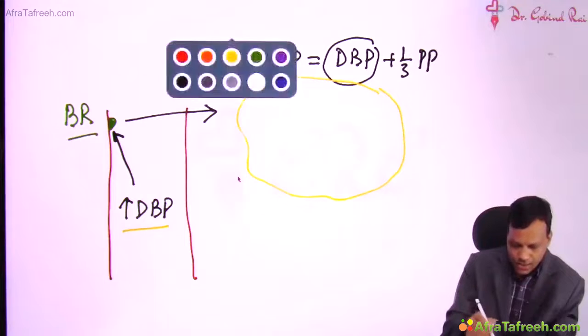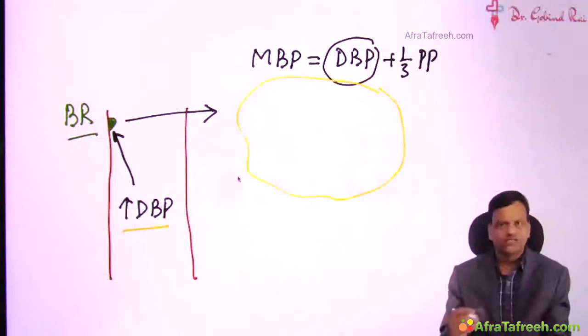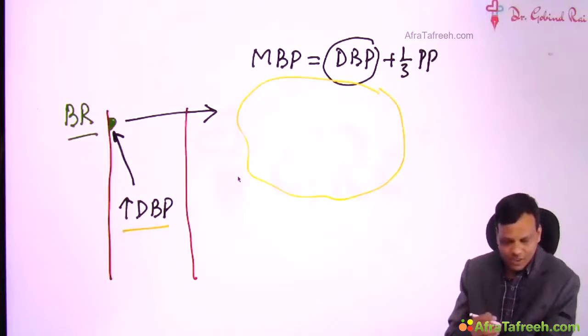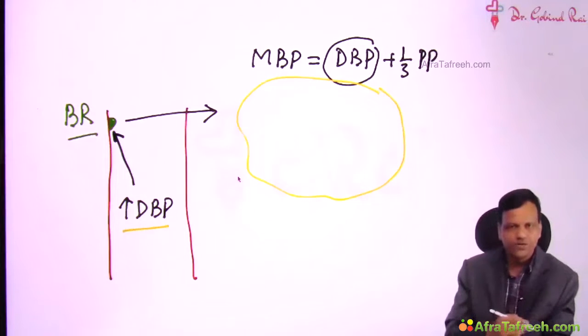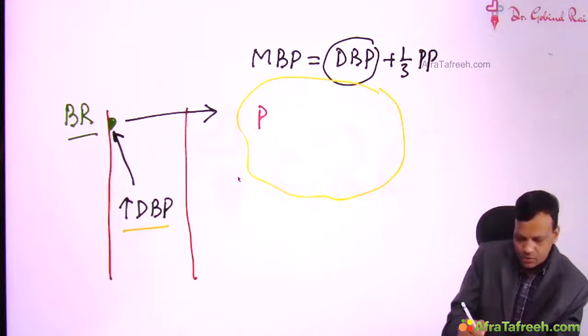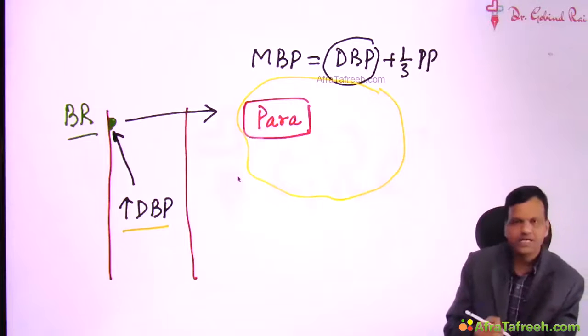But our CNS has only two arms, one is the sympathetic system, one is the parasympathetic system. So as the information is we have to reduce the BP, which arm will be stimulated? Yes, it will be the parasympathetic system. So whenever the diastolic BP increases, it will stimulate the parasympathetic system.